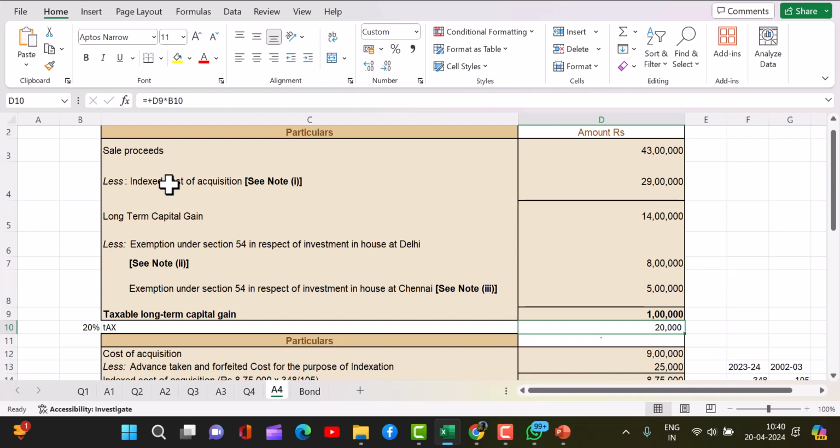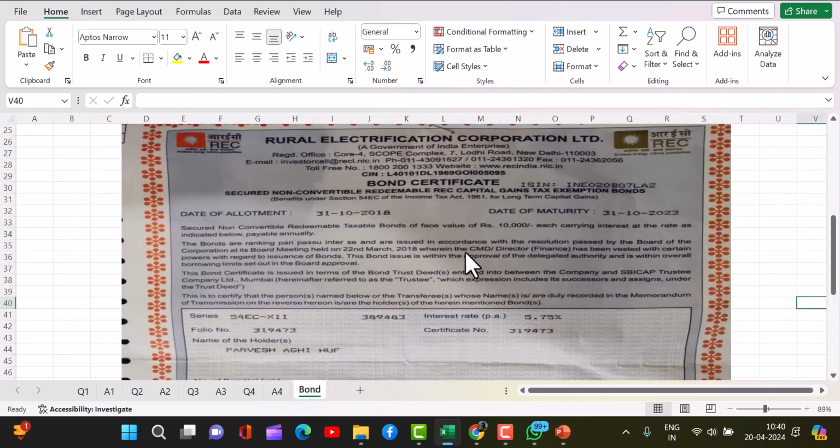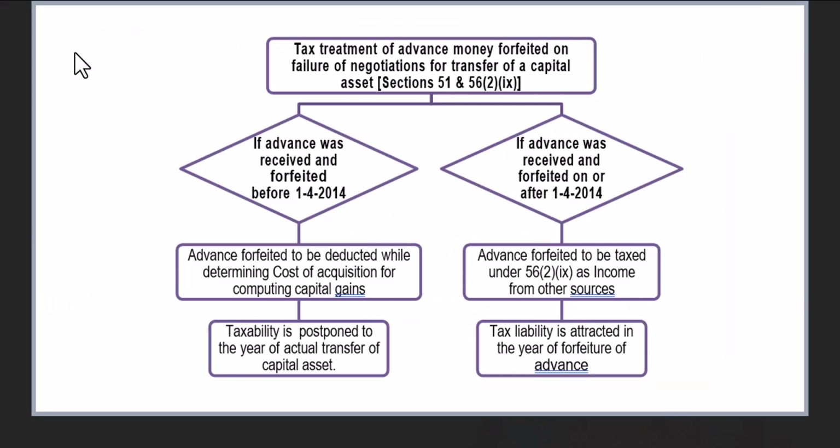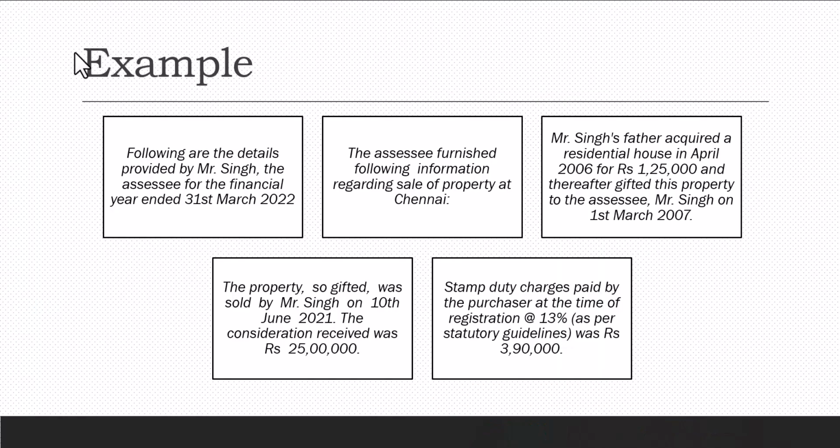Okay. Now there is one more provision. Suppose he wants to save this 1 lakh also. So that means he has to buy a bond. Okay. So there is a bond which is called a capital gains bond, which I'm going to discuss now. Last one before we move on to the income from house property. The last one.